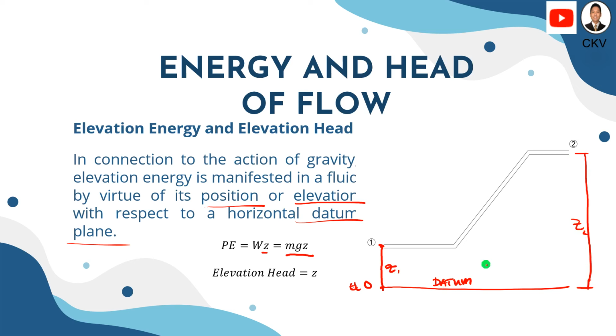So for the potential energy, for the equivalent elevation head, we only have z when we cancel out W. Again, the elevation head for that particular energy is just equivalent to the energy per Newton or energy per weight. So we only have z for the elevation energy.